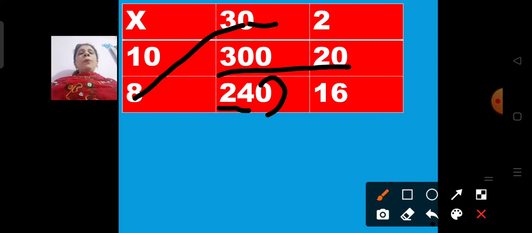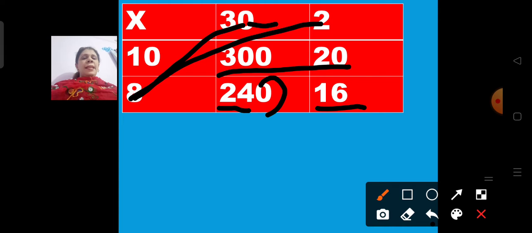Now we will multiply 2 8s. So 2 1s are 2, 2 2s are 4, 2 3s are 6, 2 4s are 8, 2 5s are 10, 2 6s are 12, 2 7s are 14 and 2 8s are 16. Understood children? Now what is our step? We are going to add these numbers. Which numbers are we going to add? I will show you.